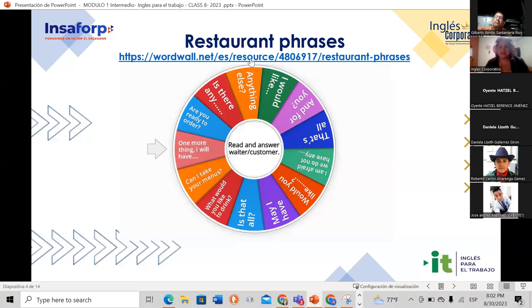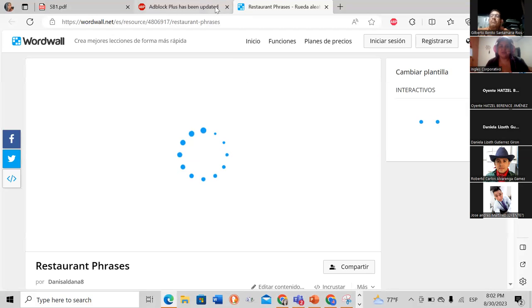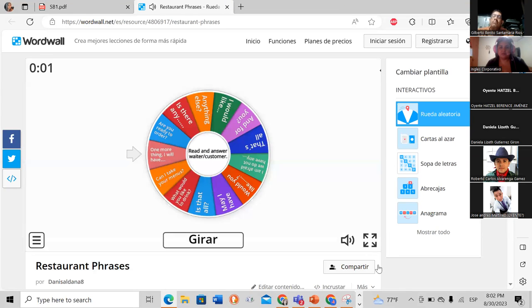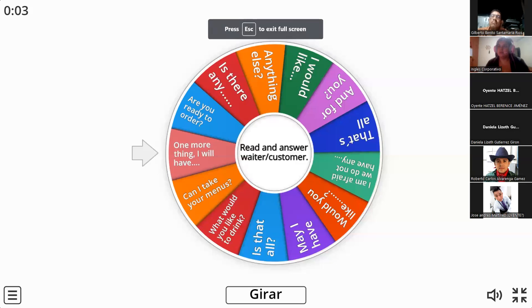First, I have restaurant phrases that we are going to complete. We have different phrases here in this wheel. We are going to complete them. Some of them are incomplete, that is why we're going to complete the phrases. Okay, Gilberto, you will be the first one.